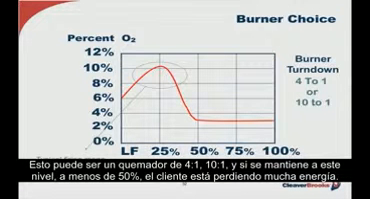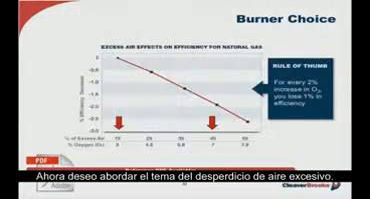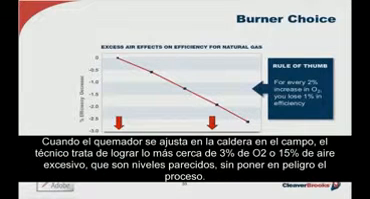Now this could be a 4-to-1 or a 10-to-1 turned down burner. If that boiler hangs at that level, below 50%, you're losing a lot of energy. Now here's what I mean with regard to excess air and energy waste. When the burner on the boiler is set up in the field, the technician tries to achieve as close to 3% O2 or 15% excess air, they're synonymous, as he can without jeopardizing safety. So he's trying to hold that 3%.